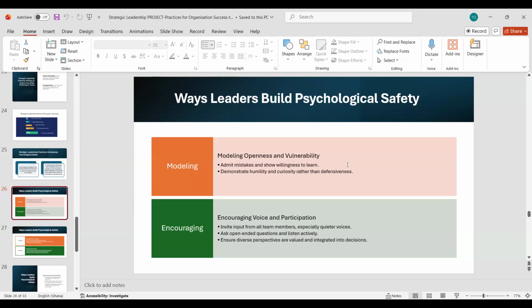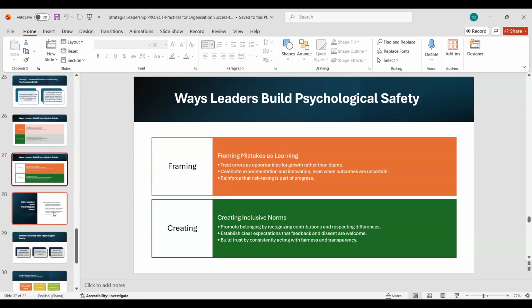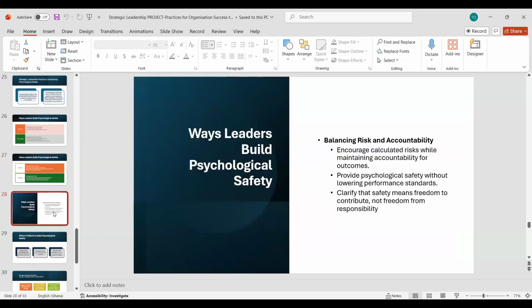Now, if you want people to feel psychologically safe, then you need to encourage and ensure people are able to participate in whatever you do. Invite inputs. Ask open-ended questions so that people can share what they have. Be ready to learn and let people feel they are part. Balance risk and accountability. Very, very important. And so if you are able to do this, people will feel comfortable sharing their ideas with you, letting you know what is working, what is not working, what can be done, from their perspective.